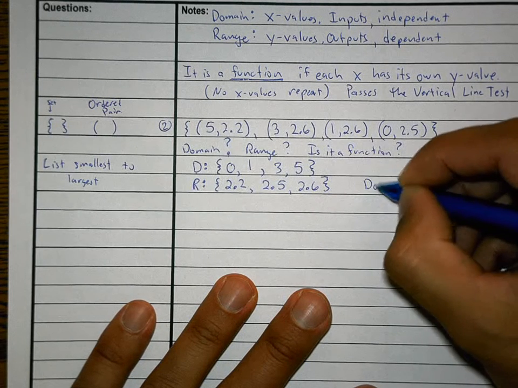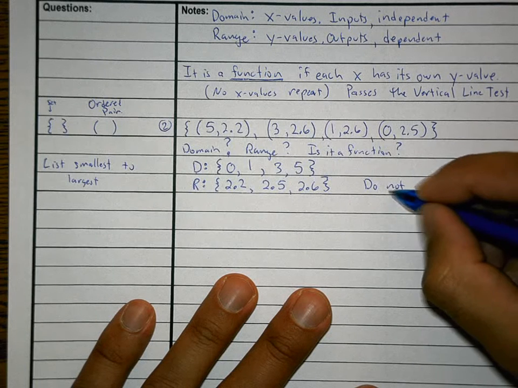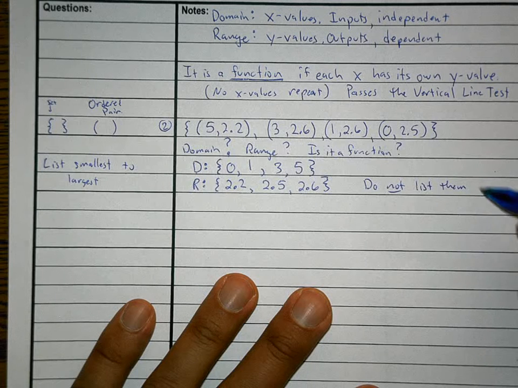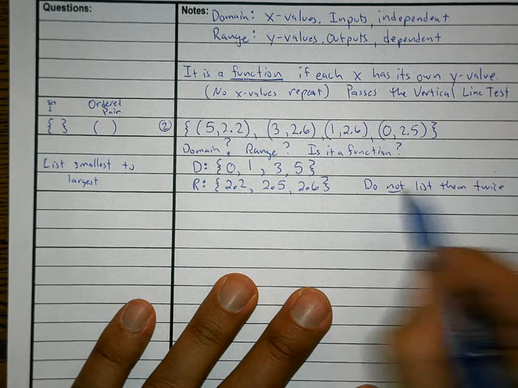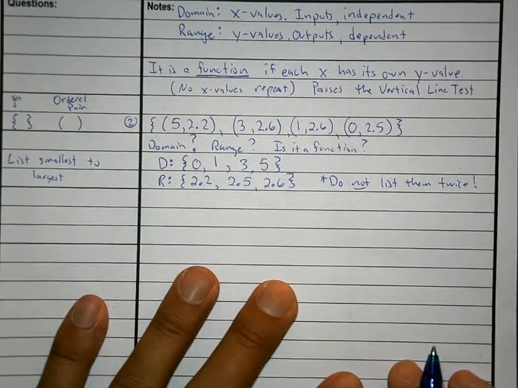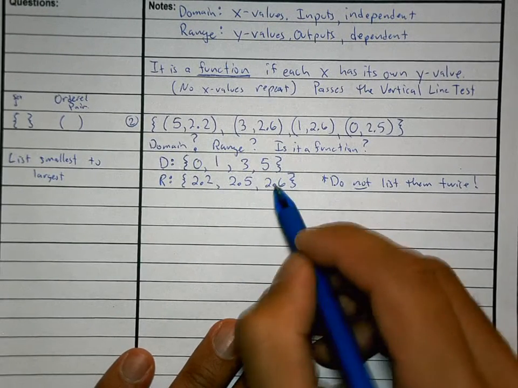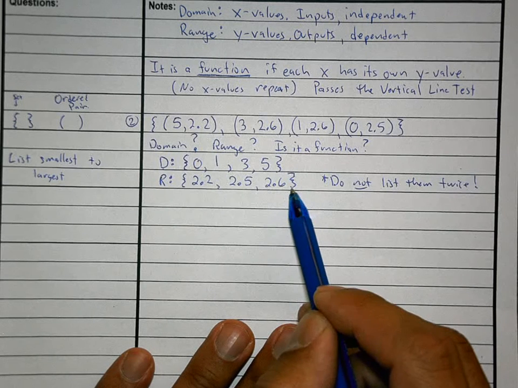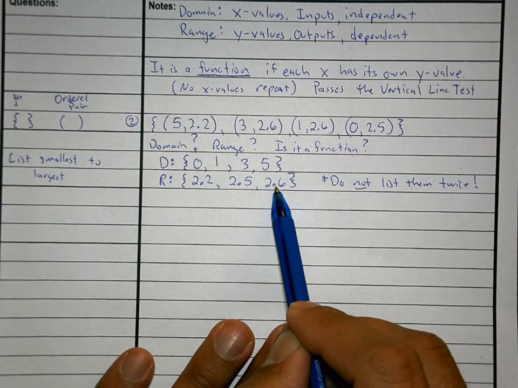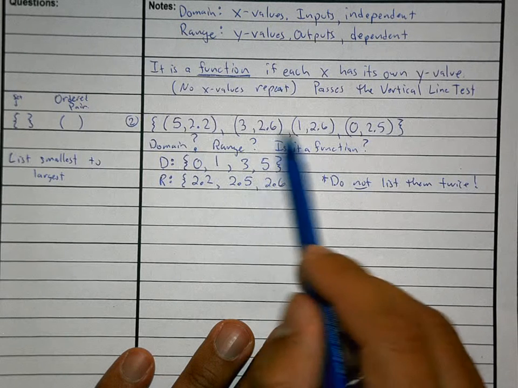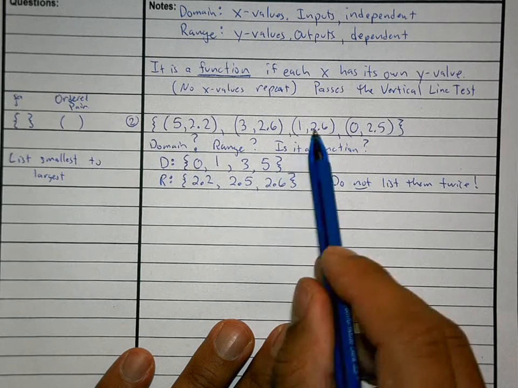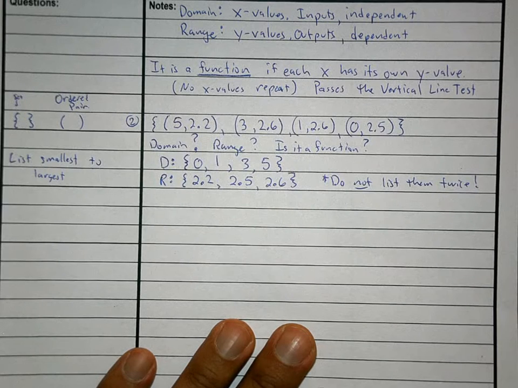You do not list them twice. Do not list them twice. Little star, little point right there. Do not list them twice. I did not have to list the 2.6 twice because the set means 2.2 is in the range, 2.5 is in the range, 2.6 is in the range. I don't have to say that there's 2 of them. All I have to say is that 2.6 is in the range, and I have covered both of them. It's in my set of numbers.